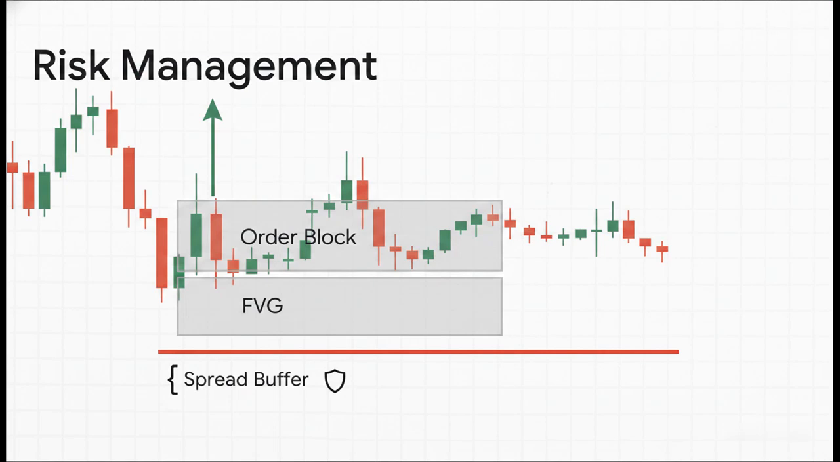And here is a rule you must never break. Always, always add a spread buffer. Add a pip or two of extra breathing room to account for the broker spread. There is literally nothing worse than being entirely right about the market direction but getting stopped out by a micro fluctuation in the spread.